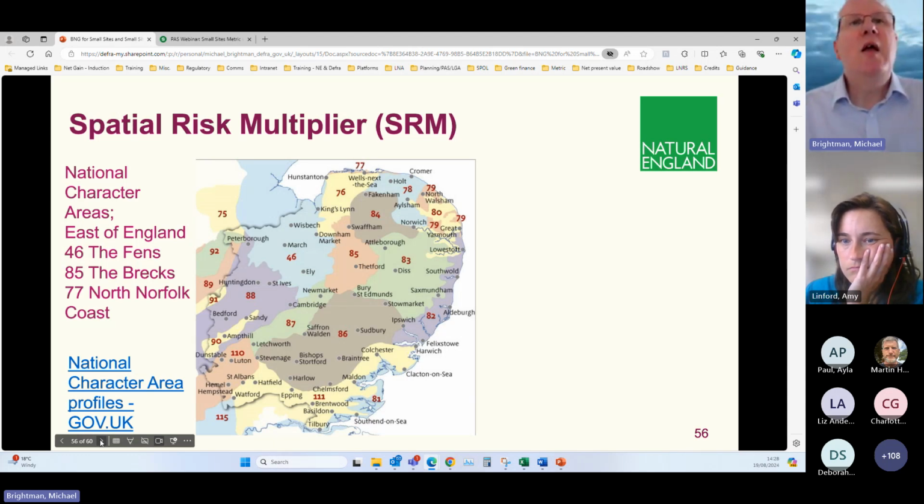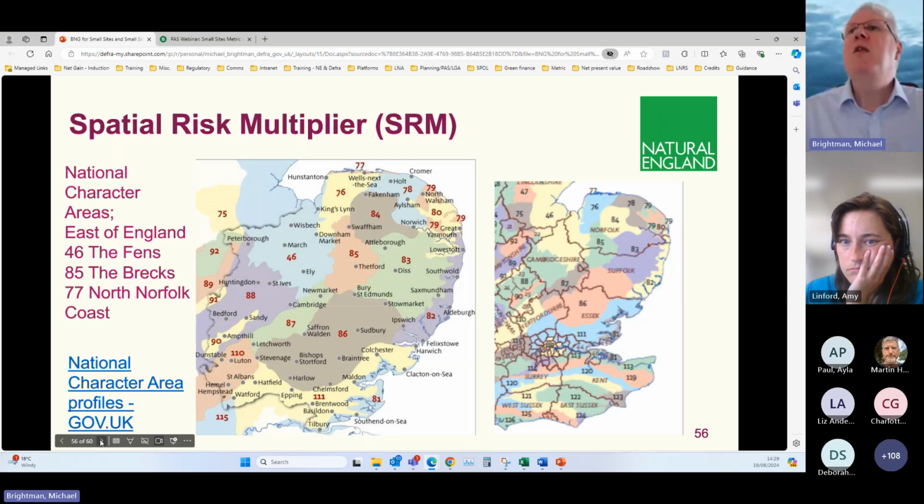Neighbouring would be, as the example here, 85 the Brecks, but the other neighbours as well, and therefore a multiplier of 0.75. Whereas if they compensated on the Norfolk Coast, then the multiplier would be 0.5.